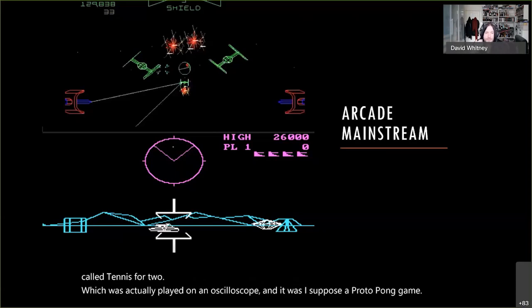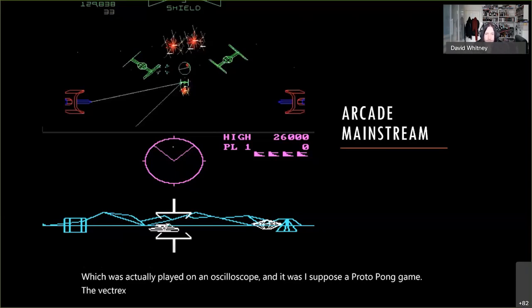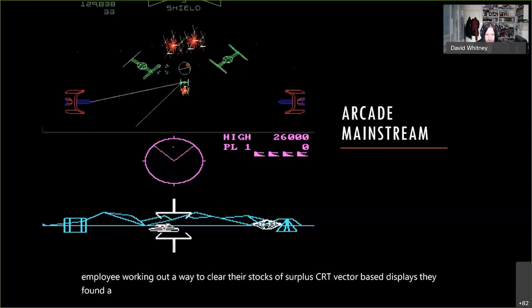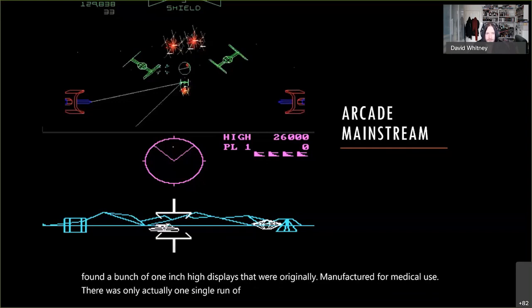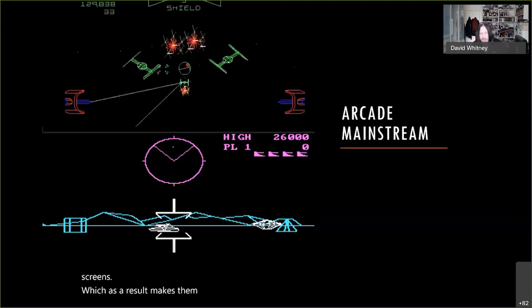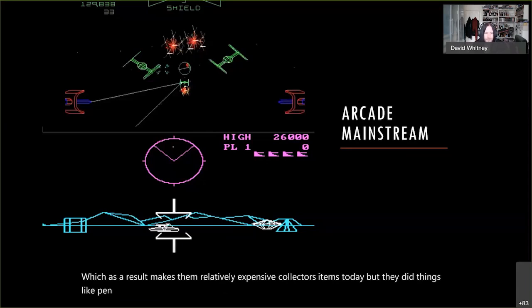The Vectrex itself actually was a fascinating console. It was born of a Smith Engineering employee working out a way to clear their stocks of surplus CRT vector-based displays. They found a bunch of 1-inch high displays that were originally manufactured for medical use. There was only actually one single run of the consoles because then they ran out of cheap screens, which as a result makes them relatively expensive collector's items today. But they did things like pen digitization, actually really ahead of their time, very cool.